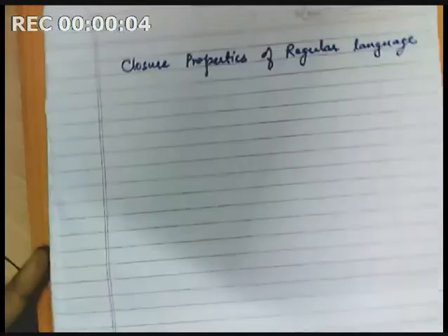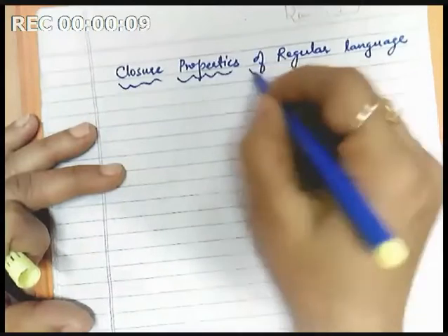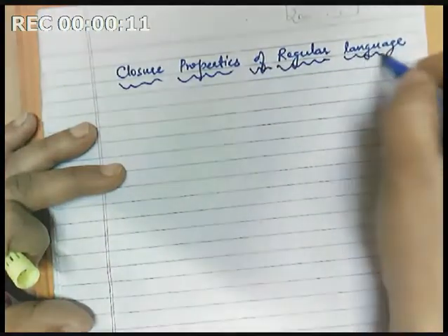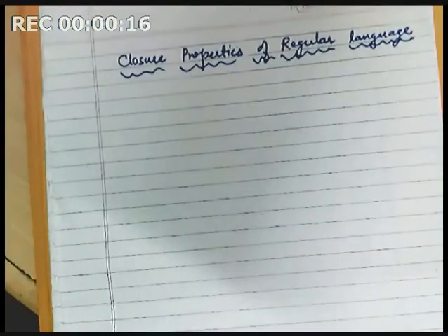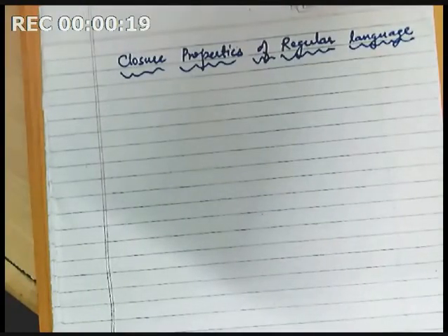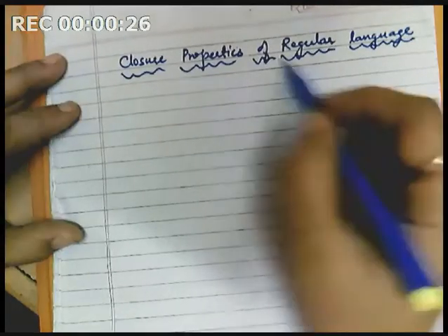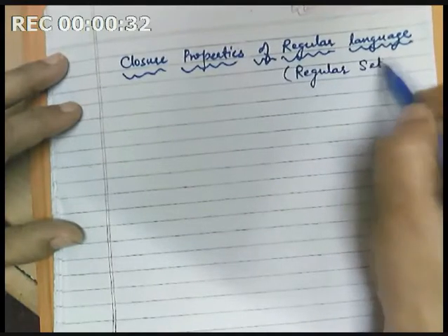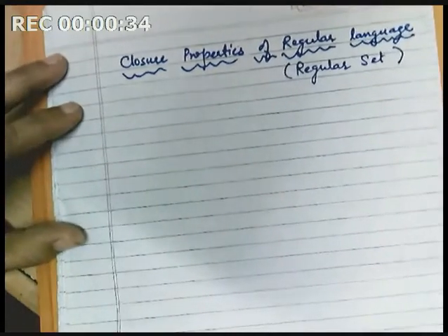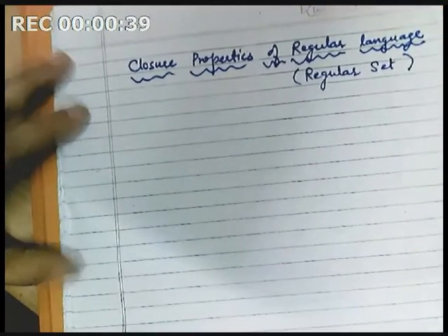So today we will be discussing the closure properties of regular languages. Now what do you mean by closure properties? We say that a language is closed under some operations. I hope in discrete mathematics as well you must have come across this terminology. So we will be discussing the closure properties of regular languages in this lecture.